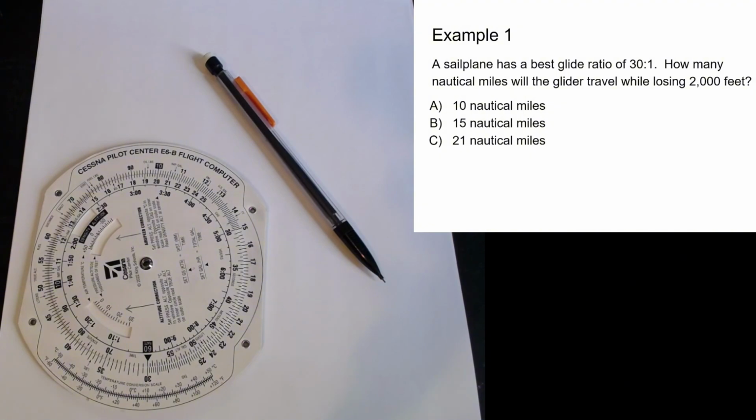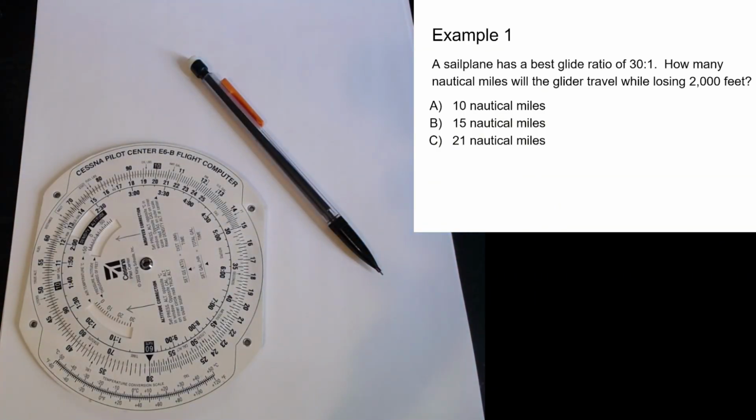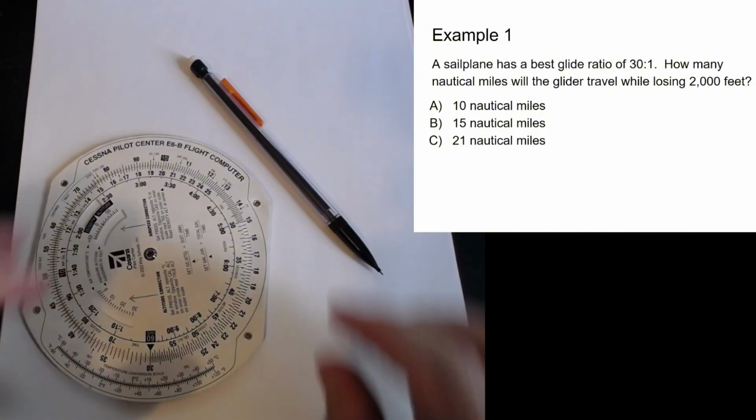Okay, so let's do some example problems now. In front of me is a stack of printer paper and a mechanical pencil, which you'll be given during your knowledge test, and I have my own E6B, which you have to bring with you. Let's take a look at problem 1. A sailplane has a best glide ratio of 30 to 1. How many nautical miles will the glider travel while losing 2,000 feet?